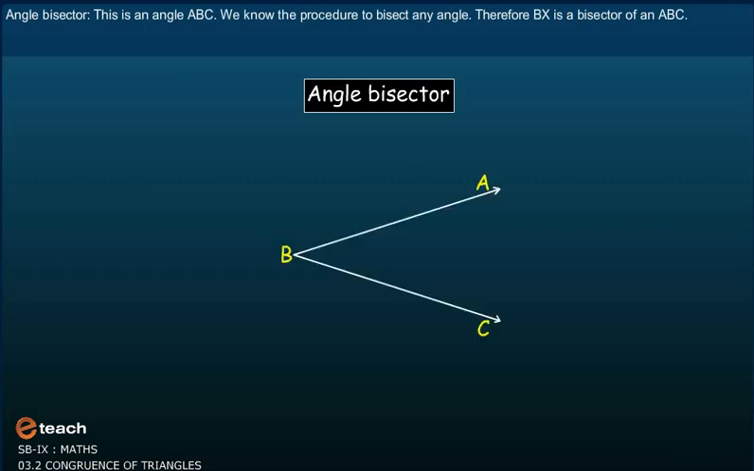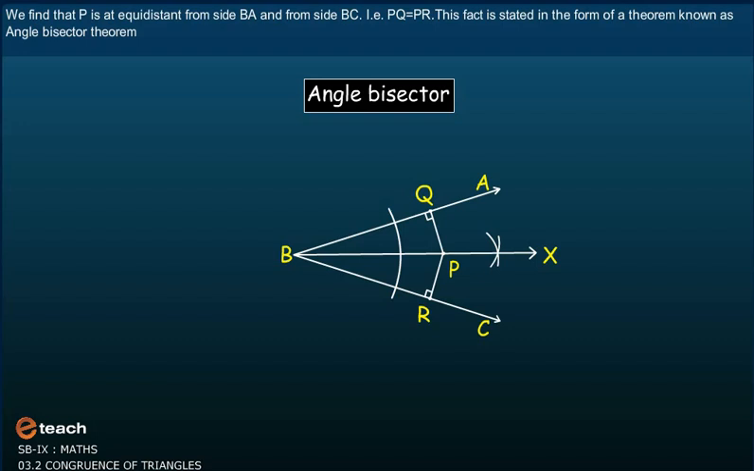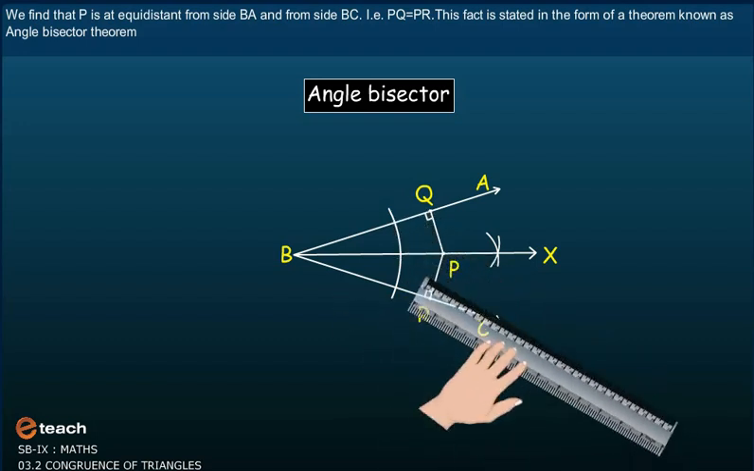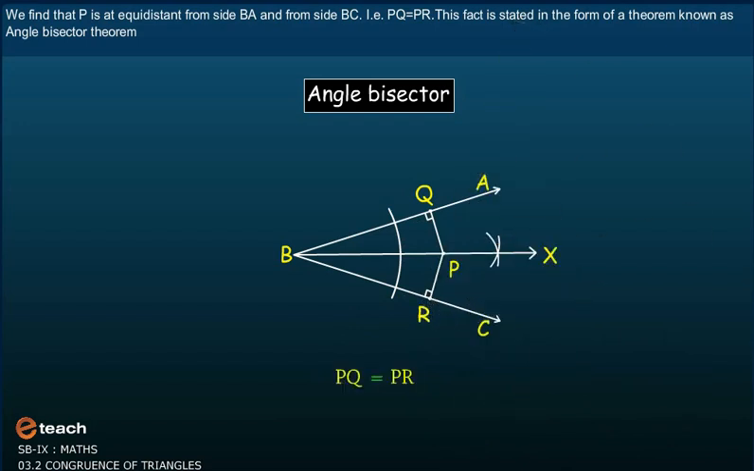Angle bisector. This is an angle ABC. We know the procedure to bisect any angle. Therefore, BX is a bisector of angle ABC. Now take a point P on this bisector. Draw perpendicular from P to side BA and then from P to side BC. We find that P is equidistant from side BA and from side BC. That is, PQ is equal to PR.